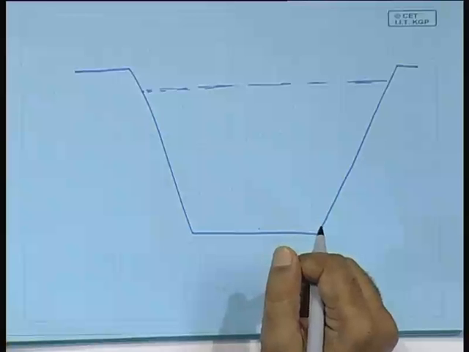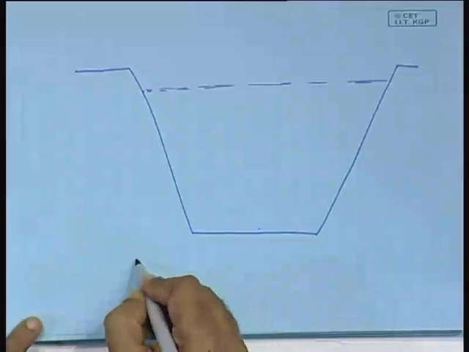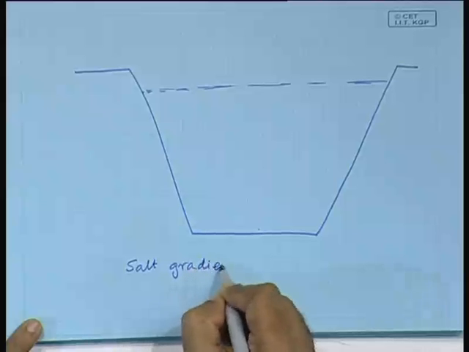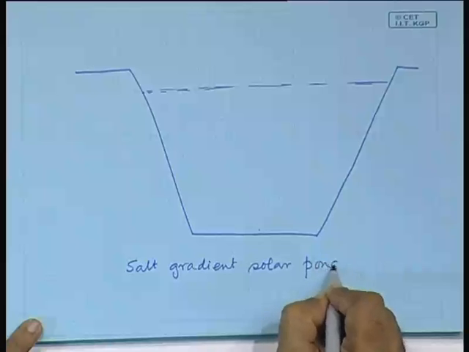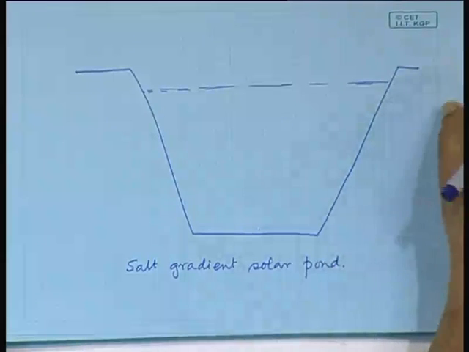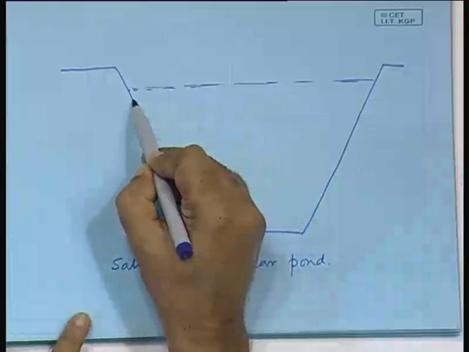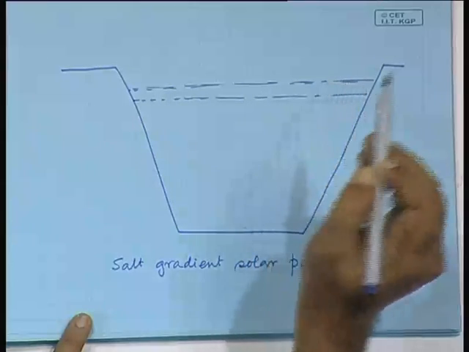How can I do that? Simply by mixing with salt. So, the concept is essentially called the salt gradient solar pond. So, at the top there will be a layer of brackish water, but transparent water.